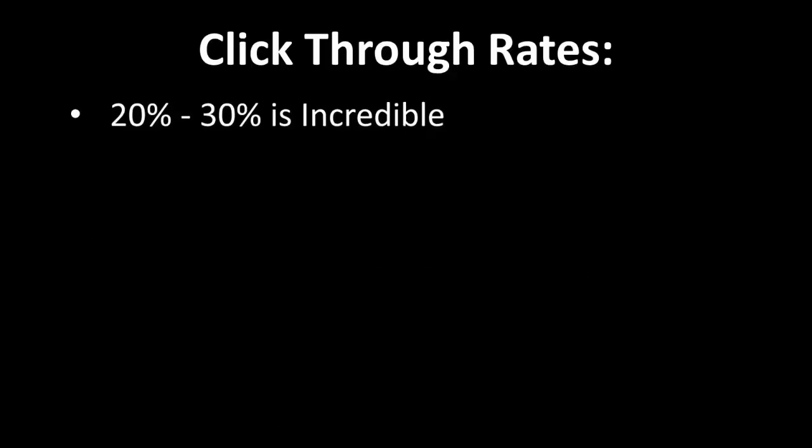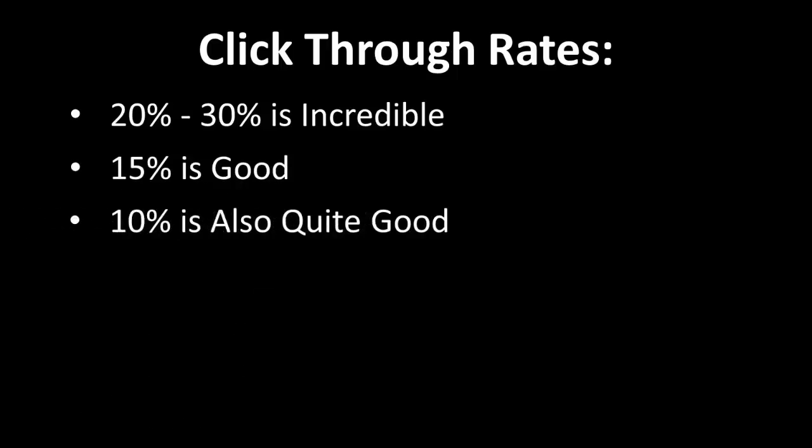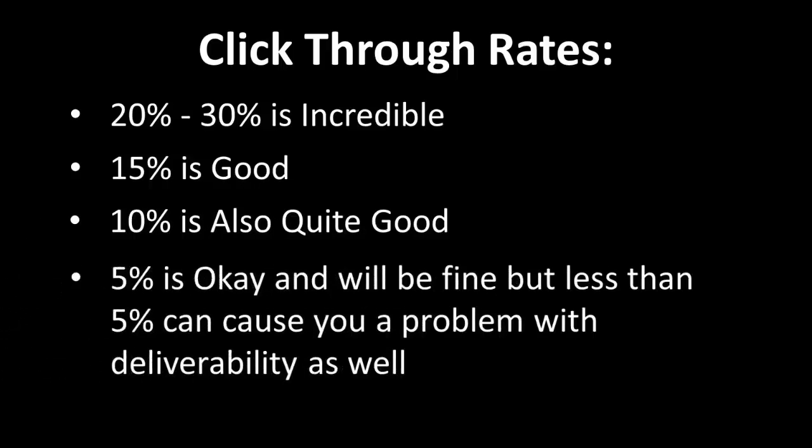20 to 30% is incredible. So if you're getting an open rate of 10, 12, 15, 20%, you're going really well. And if your click-through rates are around 20 to 30%, you're going to be killing it. You're doing very, very well, right? That's incredible. 15% is also very, very good. 10% is also quite good, so that will still be very good, and your deliverability will go up. So 5%, like I said before, is okay, and it's fine, but anything less than 5% will actually cause you a problem with your deliverability as well. Maybe not initially, but over time, it will start to affect your deliverability.